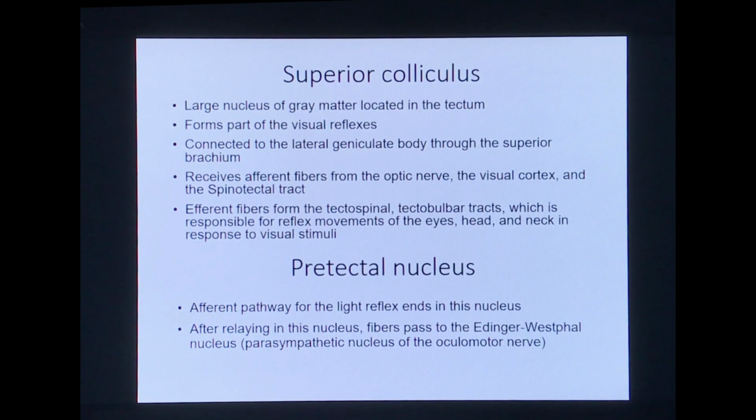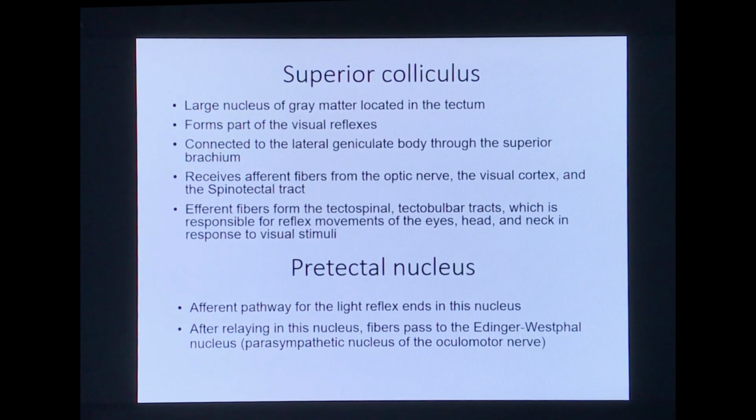Then the efferent fibers from the superior colliculus form the tectospinal fibers, which go to the spinal cord. Then tectobulbar fibers go to the other cranial nerve nuclei, which are responsible for reflex movements of eyes, head and neck in response to visual stimuli.